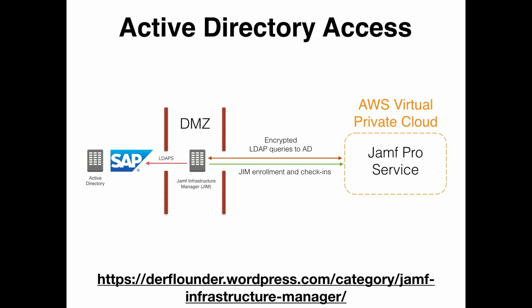Now, we use user and group information from our corporate Active Directory domain with our Jamf Pro service. So we're using Jamf's Jamf Infrastructure Manager, otherwise known as the JIM. Our Jamf Pro service is configured to send its AD queries to a JIM hosted in our DMZ, rather than trying to expose our AD domain directly to the internet. I'm sure you can imagine why that would be a bad idea.